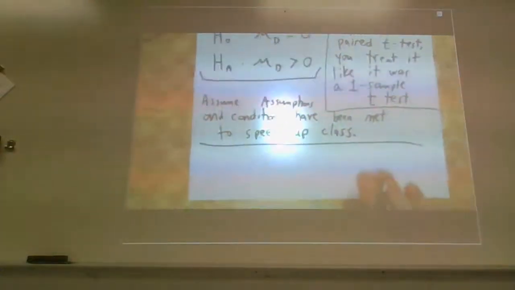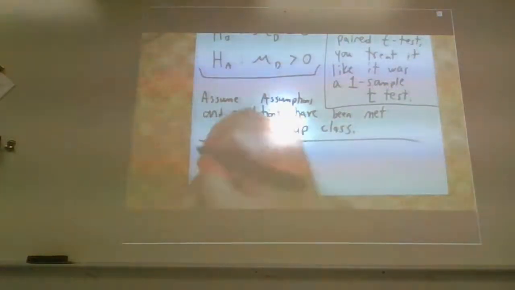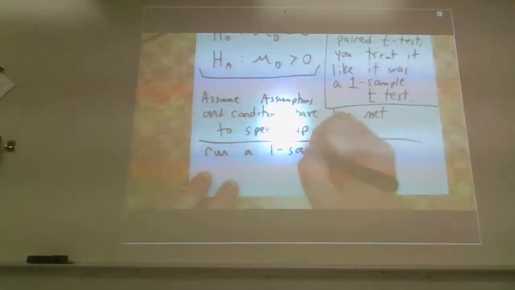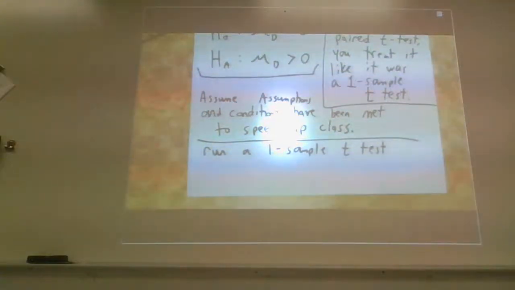Now, obviously, assumptions and conditions are a huge deal, but that's not the purpose of this set of notes. The purpose of this set of notes is to walk you through the paired t-test and the rationale for why we did it that way. So I'm actually going to run a 1 sample t-test.